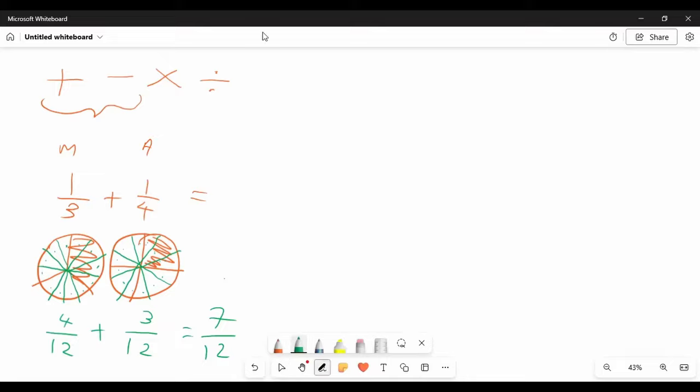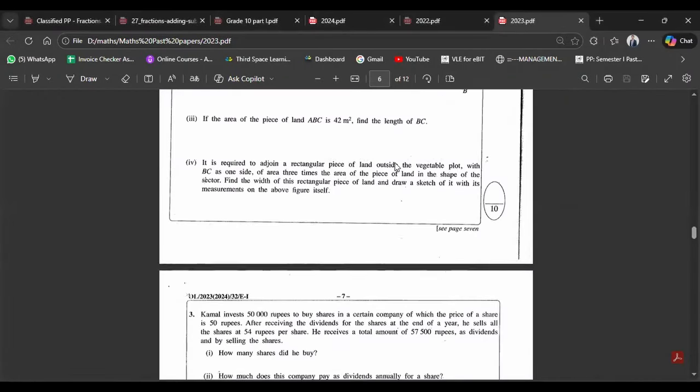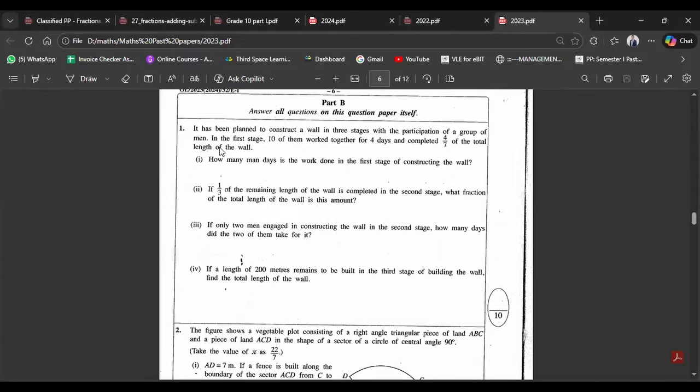Let me share one of the past papers. Let's take 2023. I'm not going to discuss this one now, we'll discuss this later, just for you to have an idea. Here, they have given you a statement. It has been planned to construct a wall in 3 stages with the participants of a group of men. In the first stage, 10 of them worked together for 4 days and completed 4 over 7 of the total length of the wall. So they have given you a scenario: how many man days is the work done in the first stage of the construction?